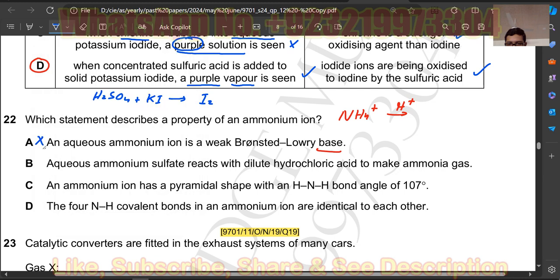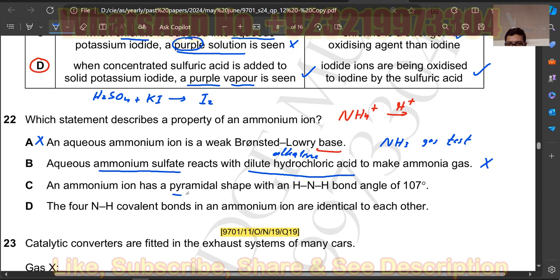Option B: aqueous ammonium sulfate reacts with dilute hydrochloric acid to make ammonia gas. No, that is incorrect because this is the ammonia gas test, or the test for the presence of the ammonium ion. In that case, it is not the acid which reacts with the ammonium salt, it is the alkaline solution which reacts with the salts of the ammonium ion. A salt of the ammonium ion reacts with the alkaline solution to make the ammonia gas. So it is incorrect.